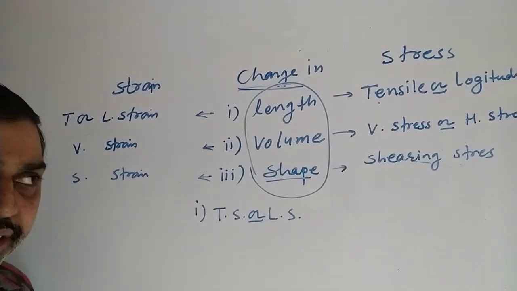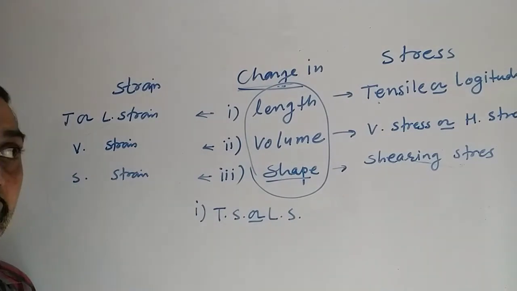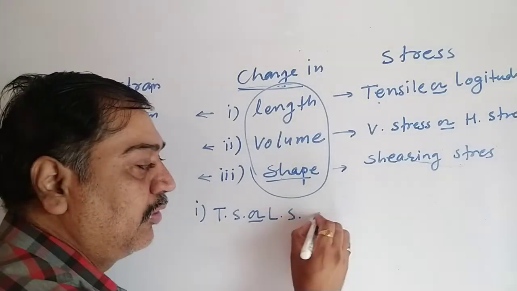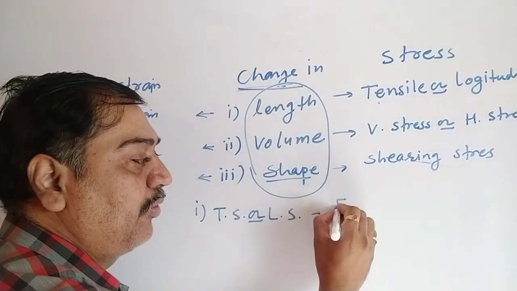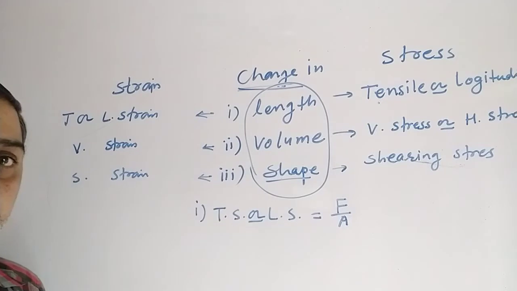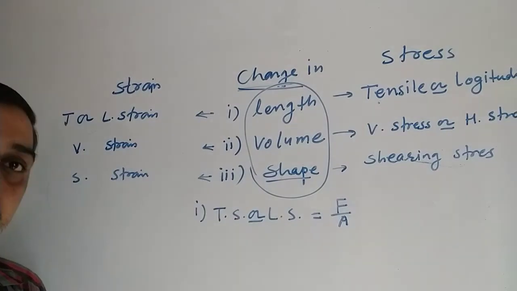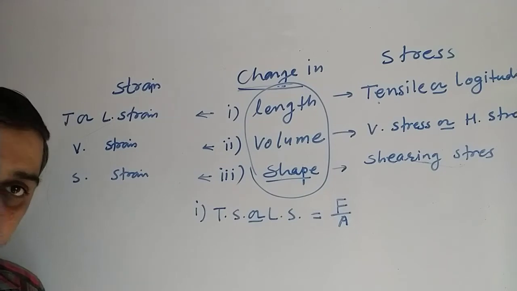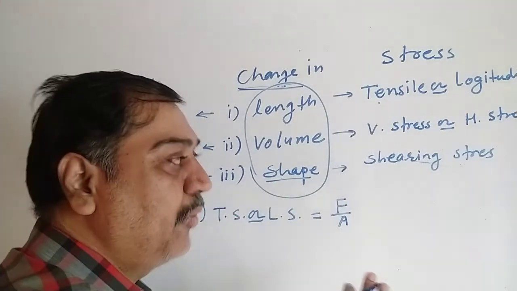What is the formula for stress? We have just seen it is internal restoring force divided by area, or applied force per unit area. So this is restoring force or applied force per unit area. That is said to be tensile stress, or we can say longitudinal stress.